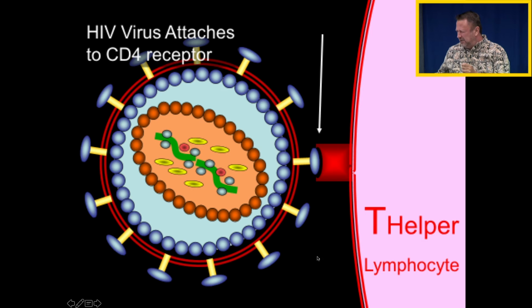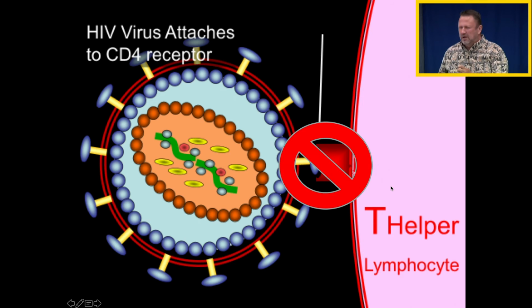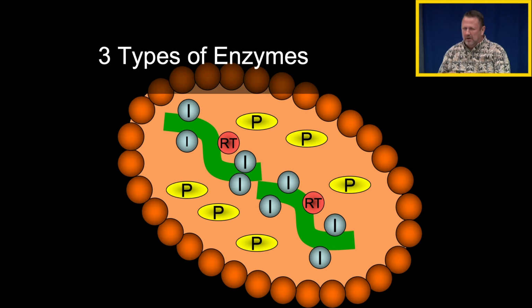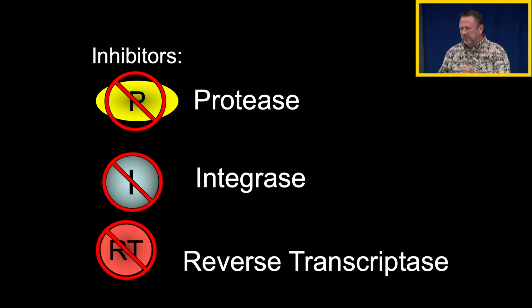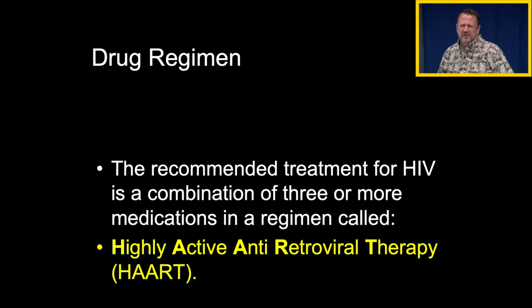Here's my CCR5 receptor on this T helper lymphocyte. We can use medications that interfere with that receptor being able to accept or attach the HIV virus. All right, remember reverse transcriptase, integrase, and protease. We use protease inhibitors, integrase inhibitors, and reverse transcriptase inhibitors, two types of them: nucleoside and non-nucleoside. This is what I want you to know.